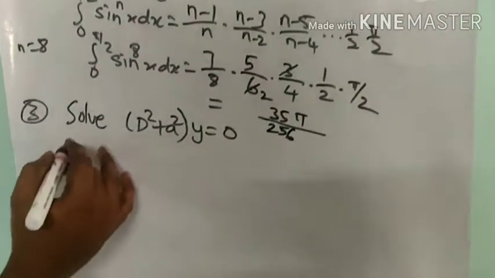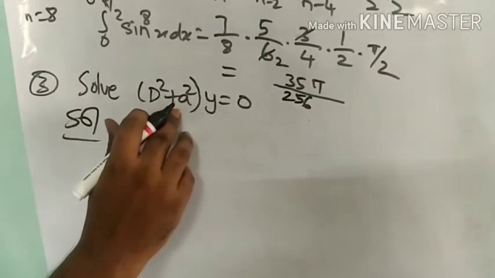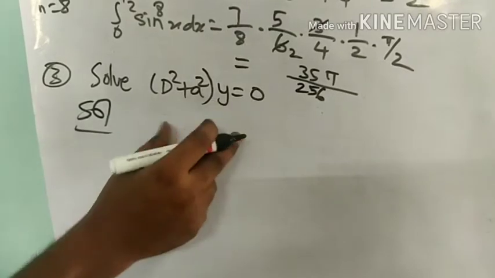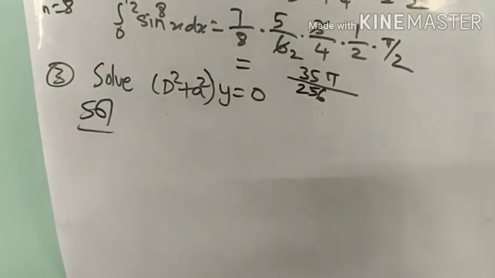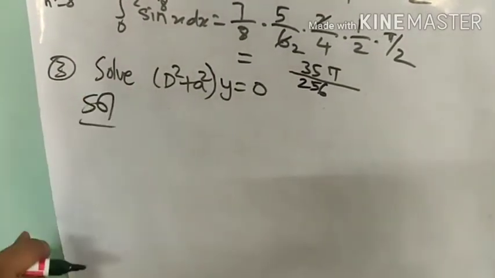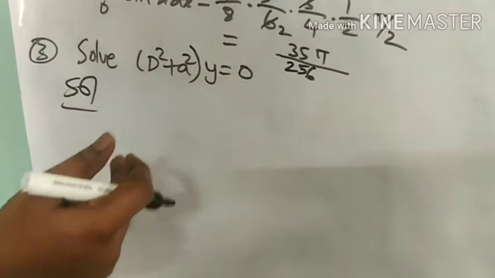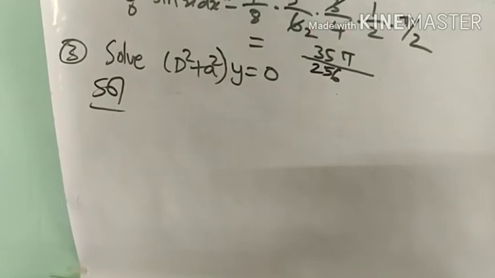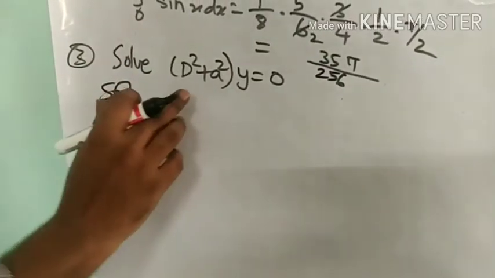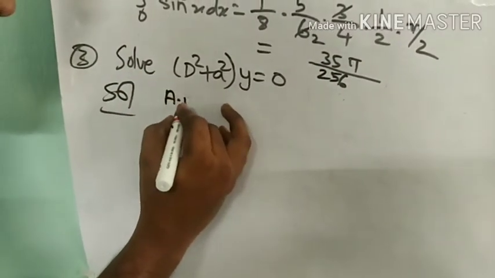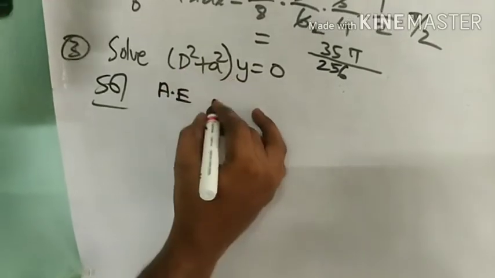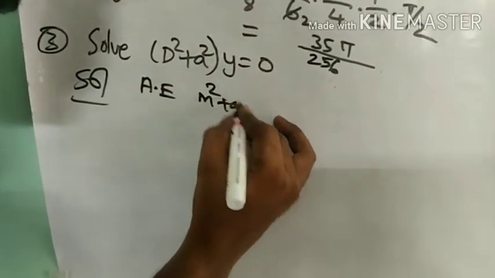Now the third question. Solve D square plus a square into y equals 0. This is a problem based on a differential equation. It is a second order differential equation, and the right hand side is 0. Right hand side 0 means y equals CF only, so there is no need to find PI. First you write the auxiliary equation. In the place of D you write m. So m square plus a square equals 0.